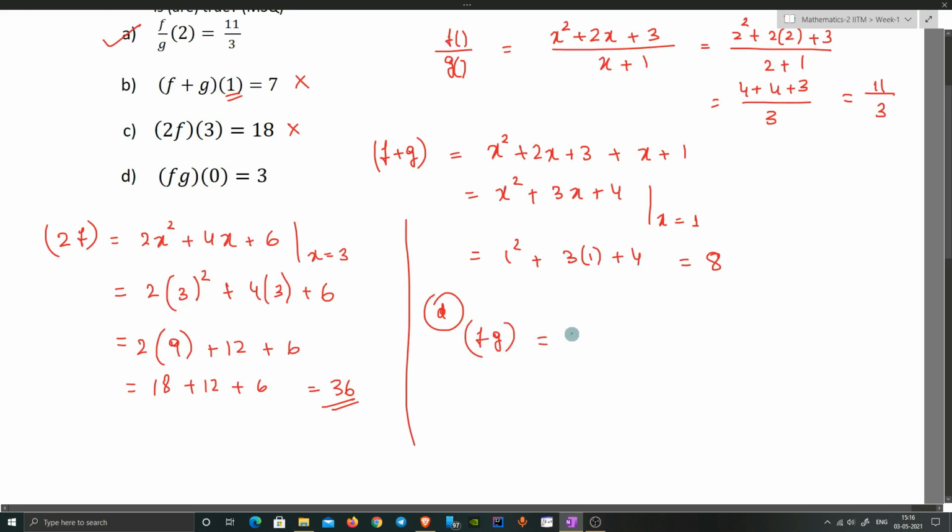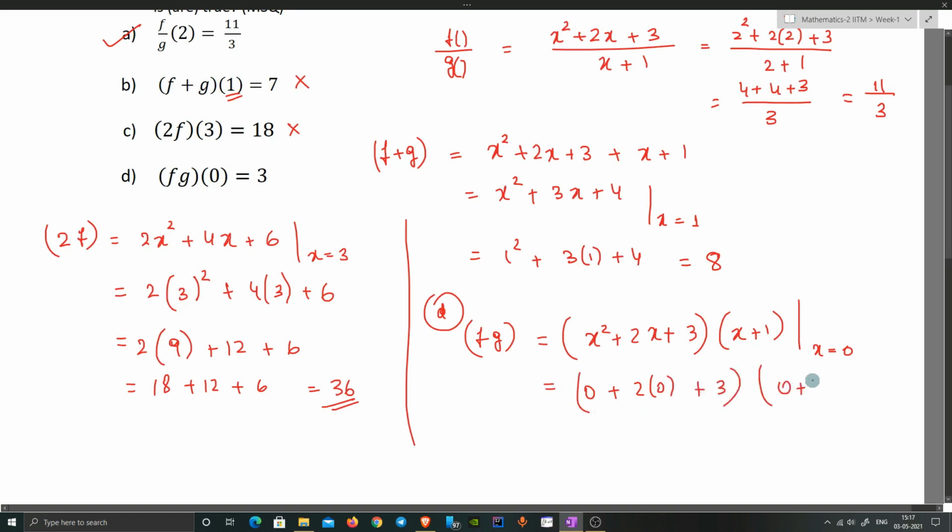So this is nothing but x square plus 2x plus 3 multiplied by x plus 1. So either we can simplify or directly we can substitute the value of x. So I'll directly substitute the value of x. So x will be equal to 0. Again 0 square plus 2 into 0 plus 3 multiplied by 0 plus 1. So I have 3 into 1. Okay, so this is nothing but 3. So again option D is right.